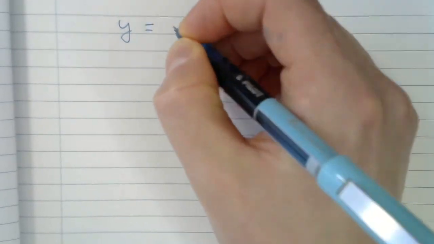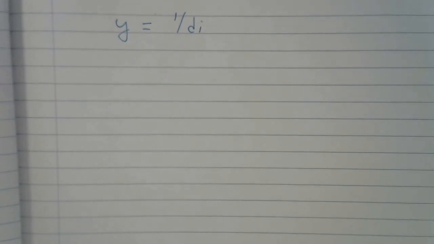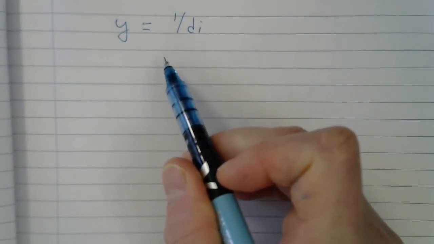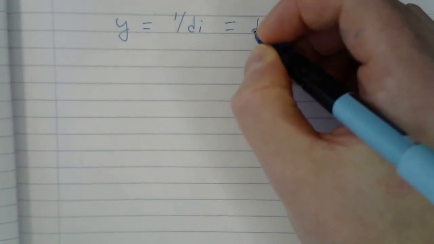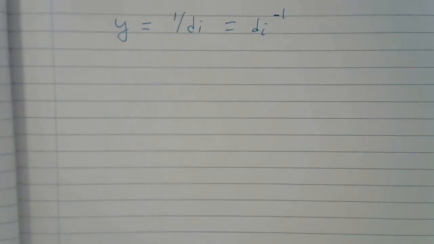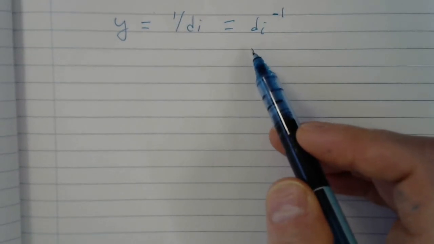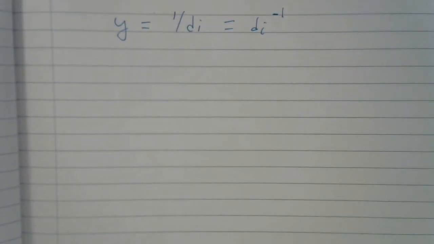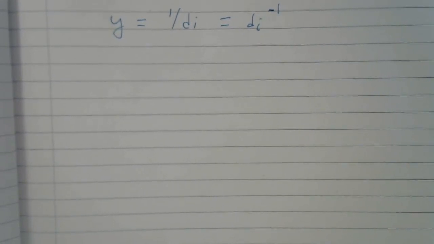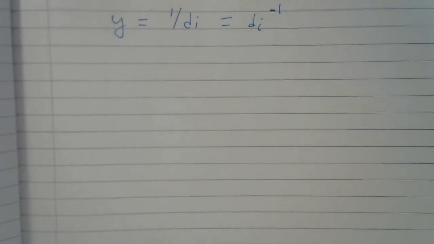You may want to write an equation where you have y is equal to 1 over di, because that's going to be your y-axis. And remember that 1 over di is the same thing as di to the power of -1. And di is the image distance, so you will have to calculate that from the relative position of the image and the lens or the mirror. Because your measurements will have uncertainty, di will also have uncertainty.